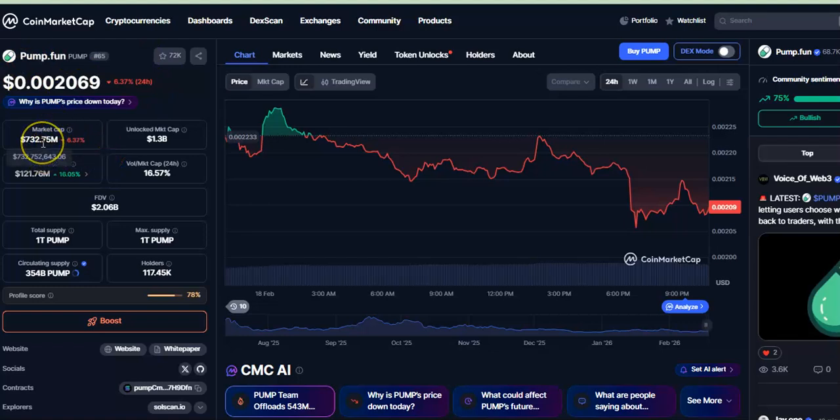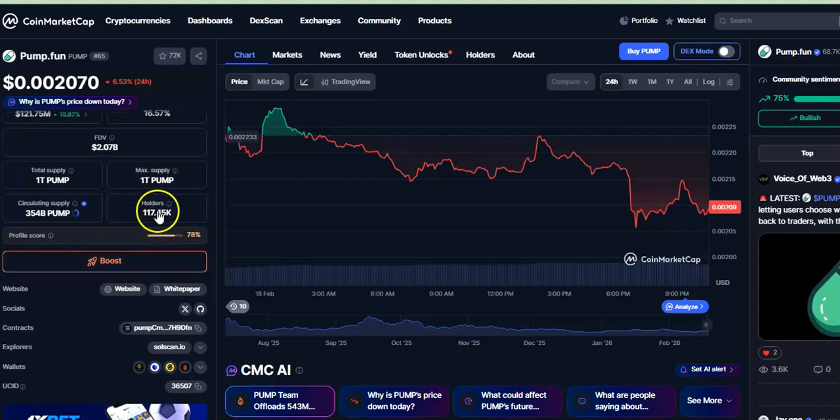The market cap is $732 million, the 24-hour volume is $121 million, and the total supply is 1 trillion. The circulating supply is 354 billion Pump coin. The maximum supply is 1T, and there are 117.45k holders for this cryptocurrency.